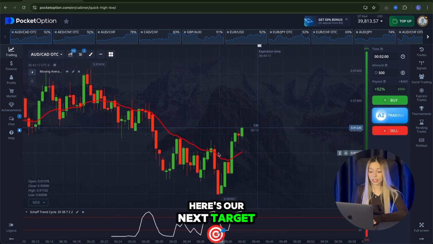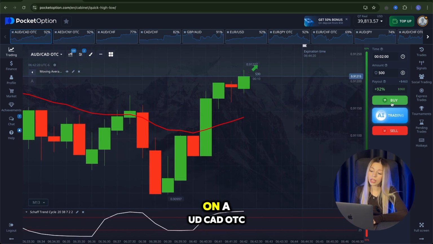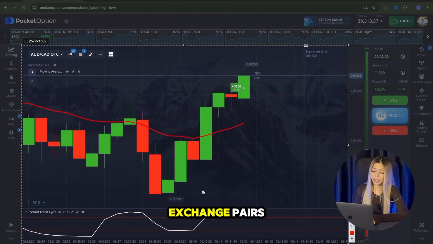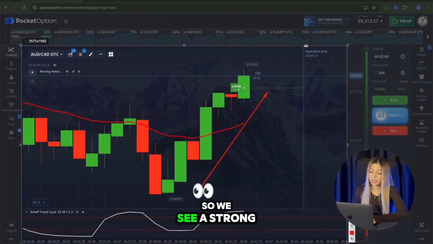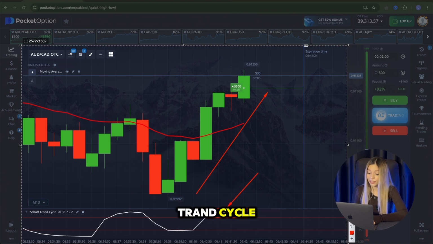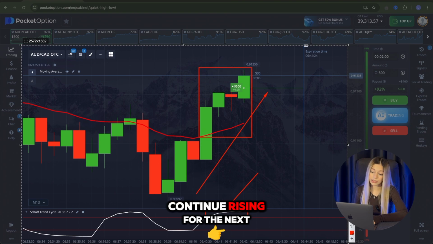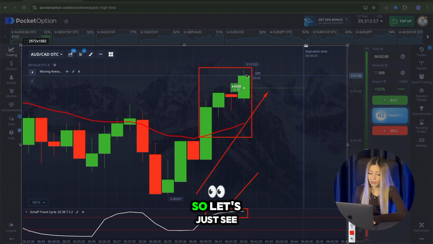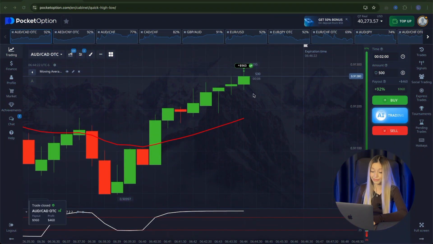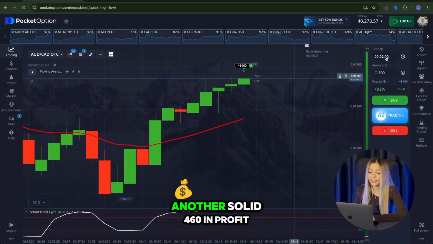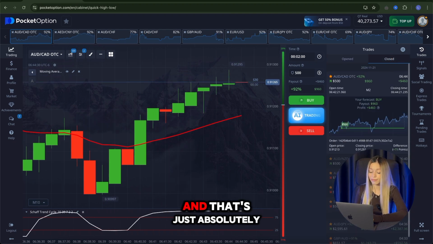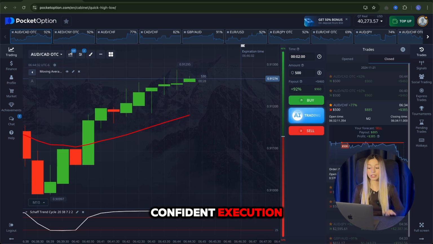Here's our next target, opening an upward trade on AUD CAD OTC. The principle is the same as with exchange pairs. So we see a strong upward movement confirmed by the Schaff Trend Cycle, and the price should continue rising for the next 2 minutes. So let's just see how it plays out. Just look at these results, another solid 460 in profit, and that's just absolutely confident execution.